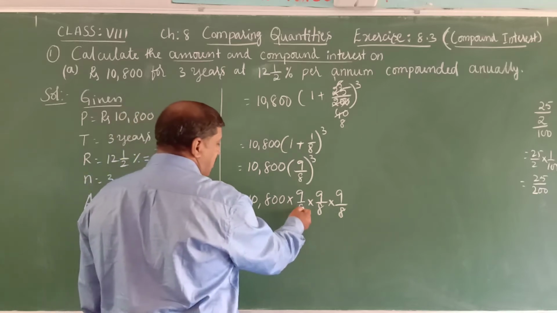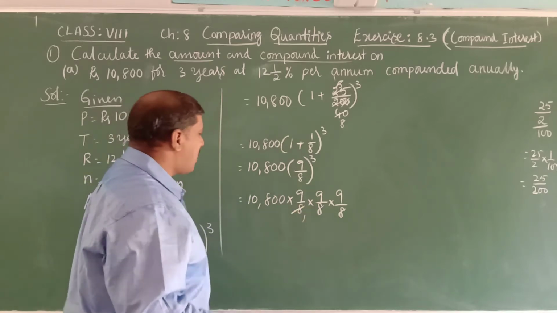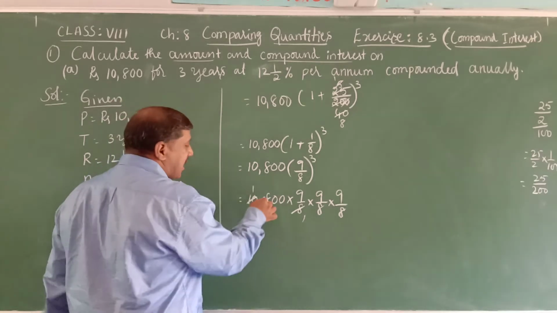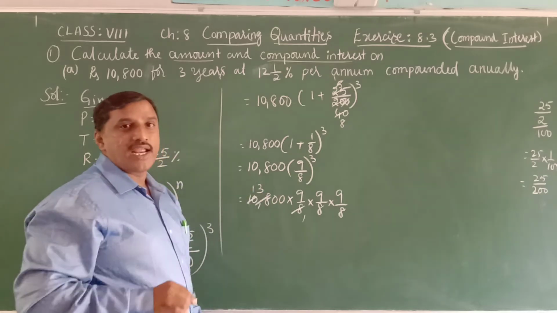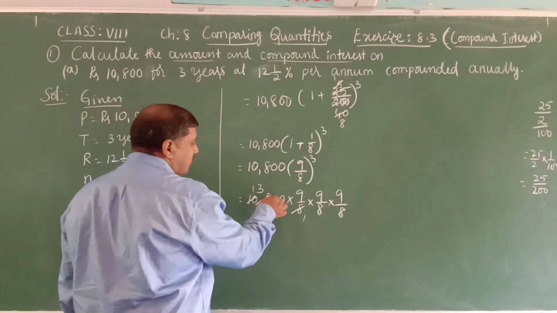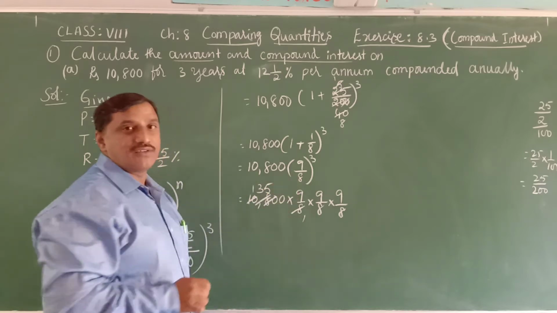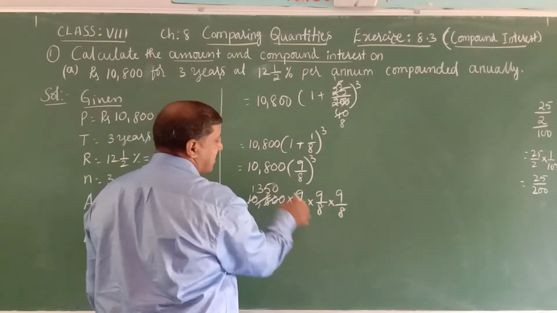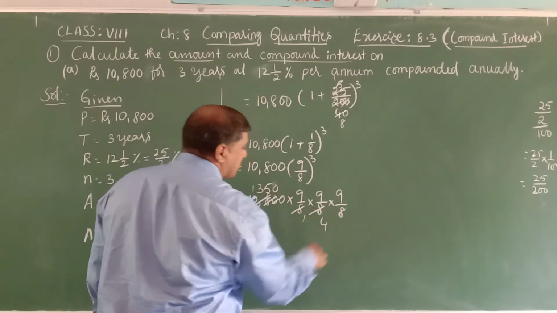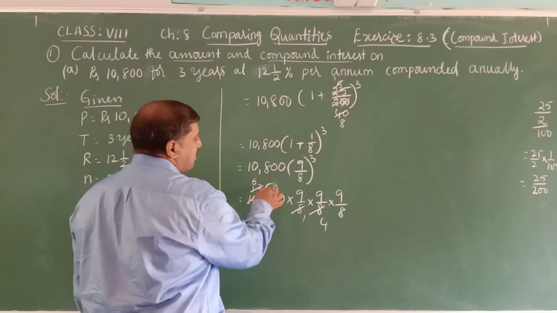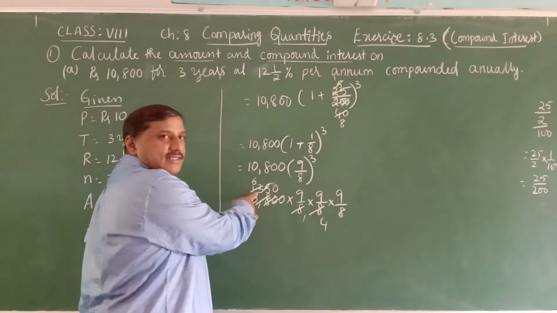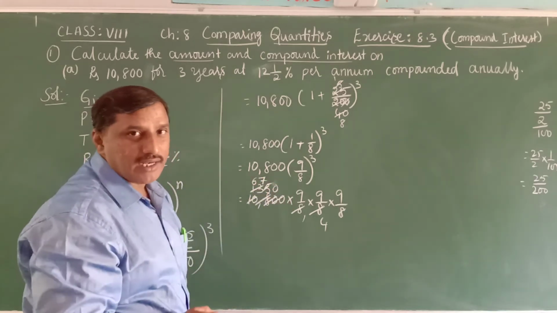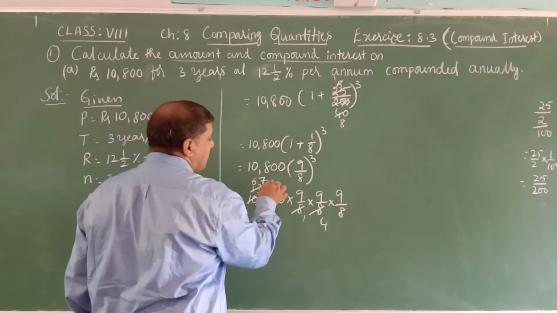See here, 8 ones are 8, 10 minus 8 is 2, 2 with 8 is 28, 8 threes are 24, 28 minus 24 is 4, bring 0, 40, 8 fives are 40, bring 0, 8 zeros are 0. Again, 2 fours are 8, 2 threes are 6, 13 minus 6, that is 7, 1 with 5, 15, 2 sevens are 14, 15 minus 14 is 1, bring 0, 10, 2 fives are 10.